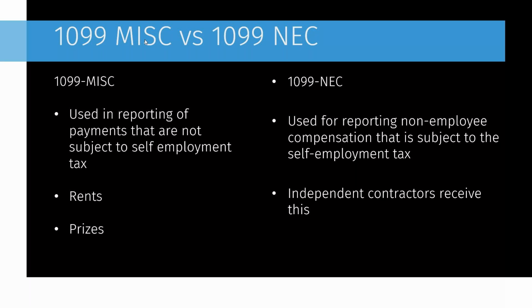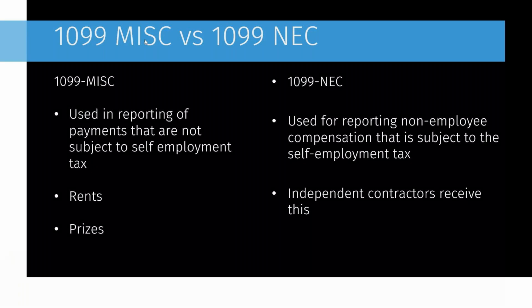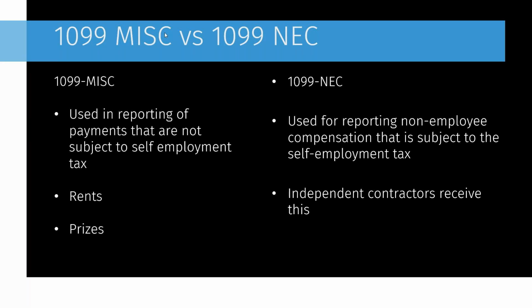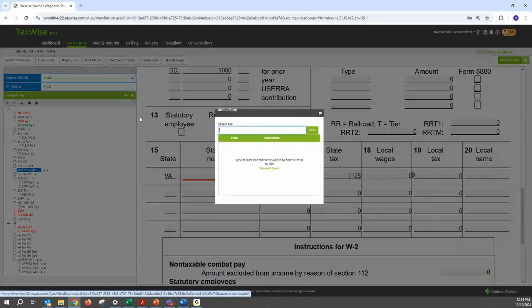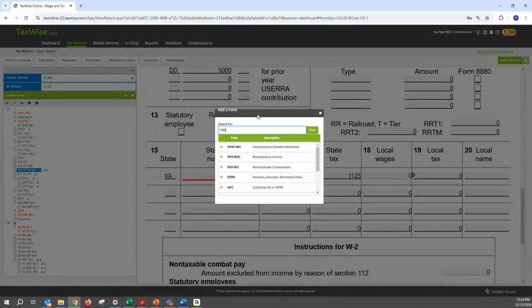These two items on the screen can be very similar, but ultimately how they're reported to the IRS and the actual taxable amounts are going to be very different. We'll talk about both of these. But I do want to go back in the software and click Add Forms real quick. When I click Add Forms, I'm going to type in 1099 so we can see a sampling of some of these different items.